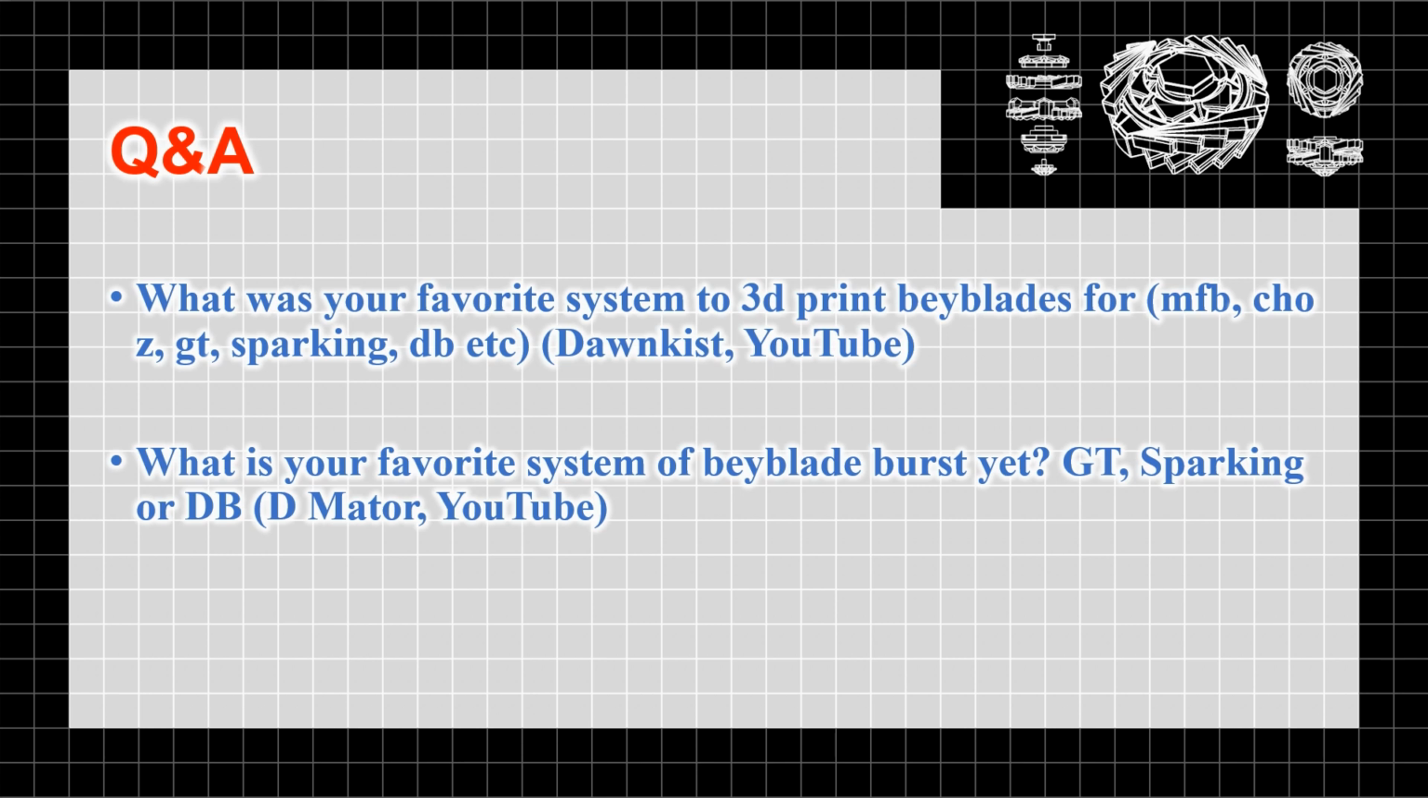Sparking is better because, well, how to explain it? The joint with the chassis is more like a circle. I mean, with GT and DB, you can see there are edges for the weight or the armor. Those edges make the design a little bit limited, and they limit the space for design. But Sparking is better.